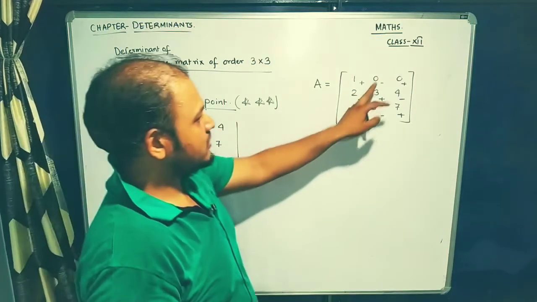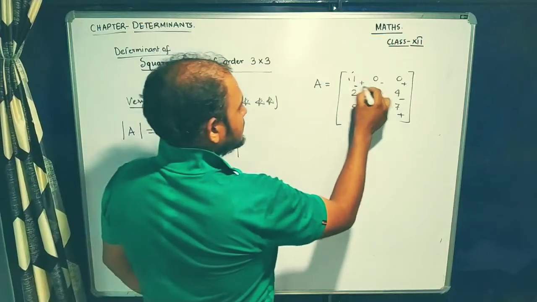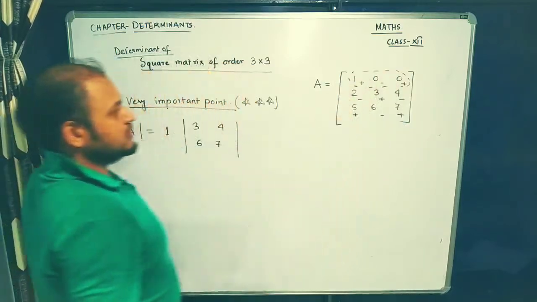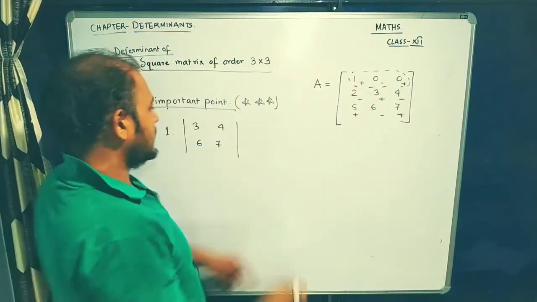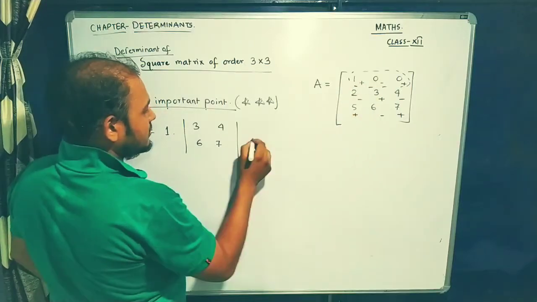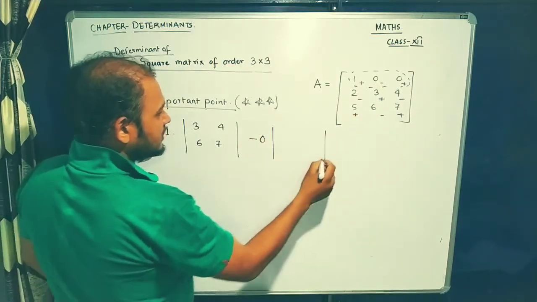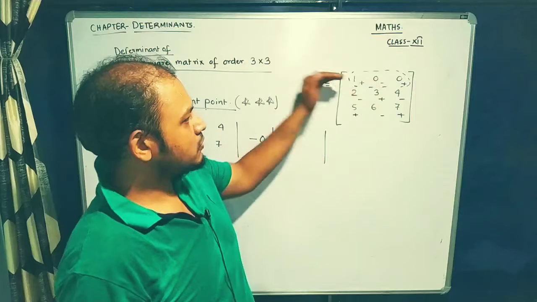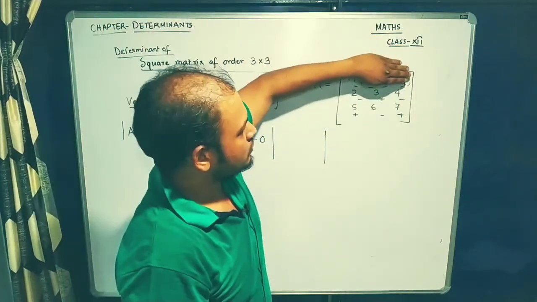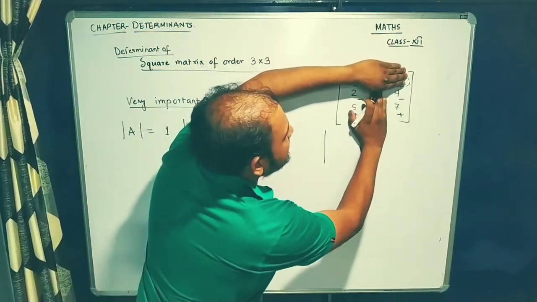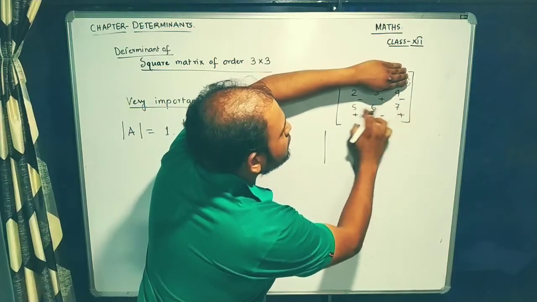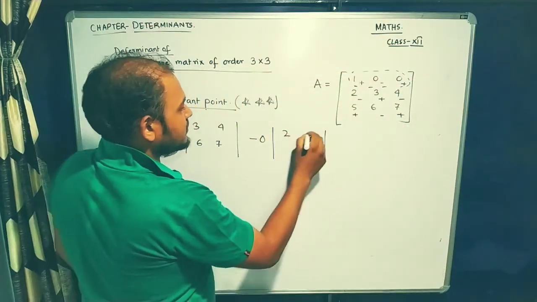The next element is 0. If you are selecting the first row, the next element is 0, and there is a minus sign here, so minus 0 times the determinant. Hide the row and column: 0 belongs to the first row, second column, so hide the first row and the second column. Which numbers do you see? 2, 4, 5, 7. So write them here.